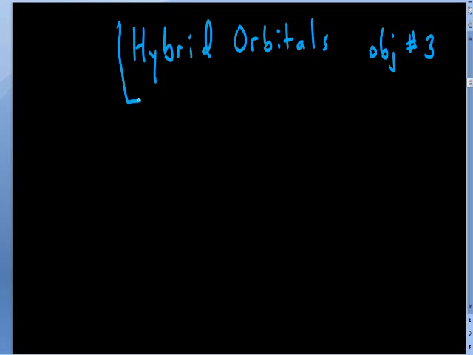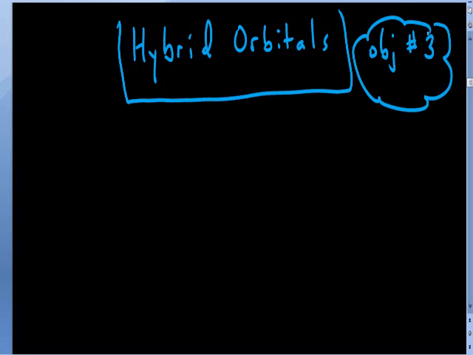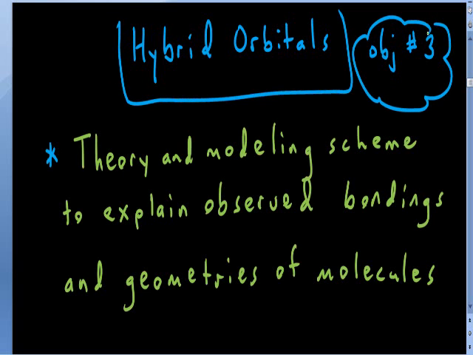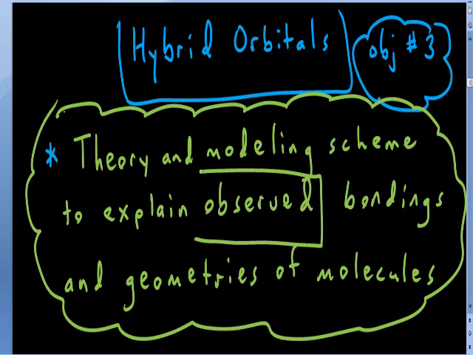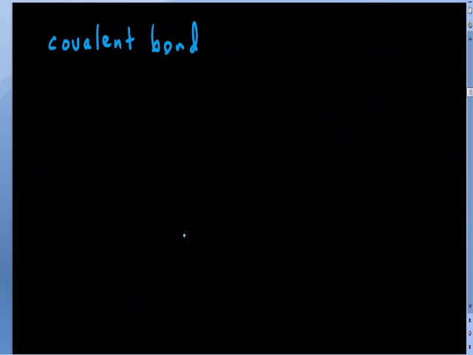Hybrid orbitals are objective number 3 in our current unit of study. This is what we'll take a look at in this video clip. The purpose of hybrid orbitals is this: it is a theory and modeling scheme that's used to explain observed bonding and geometries of molecules. So it's something that's used to help us explain things that have been observed with the shapes and bonding arrangements of molecules.